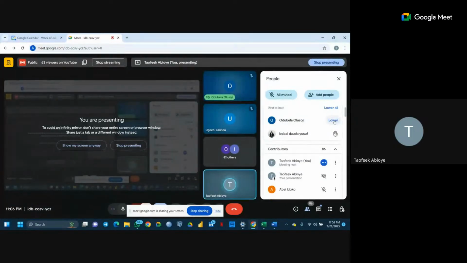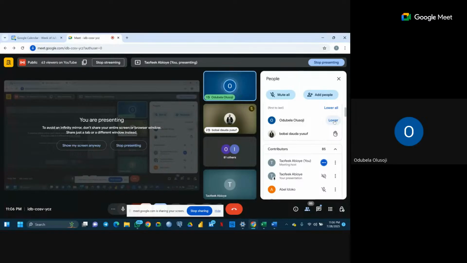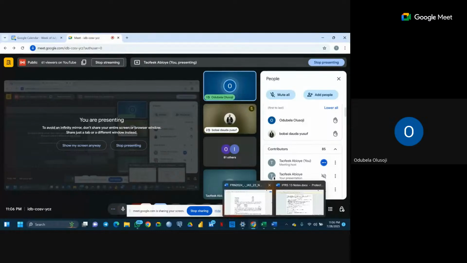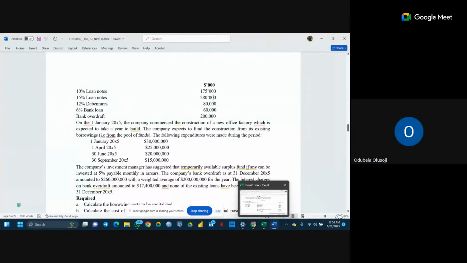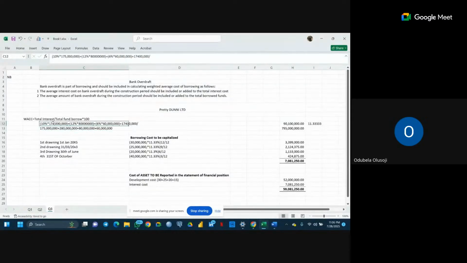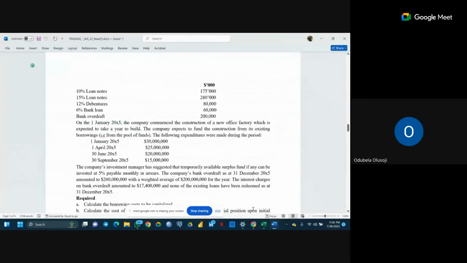Mr. Olusoji, thank you, sir. Please, the loan notes we are given are two, one for 10% and one for 15%, but it's only one we are using. So why are we using only one? The loan note we are given. Okay, we use the two. We use both, but the percentage we applied was 10%. There's no 15% in the calculation.